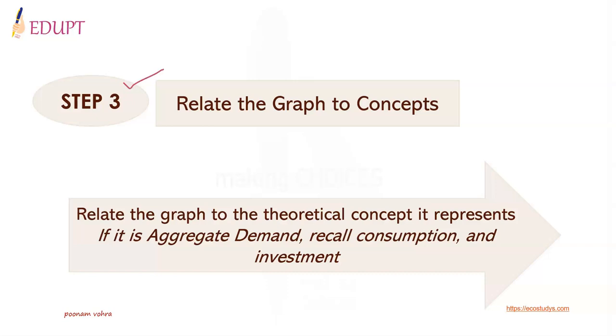Step 3. Relate the graph to economic concepts. You need to relate the graph to the theoretical concept that it represents. For example, if it's an aggregate demand curve, recall that it represents the total demand in an economy at various price levels, comprising consumption and investment demand. That is, as the price level falls, aggregate demand increases due to higher consumption and investment.